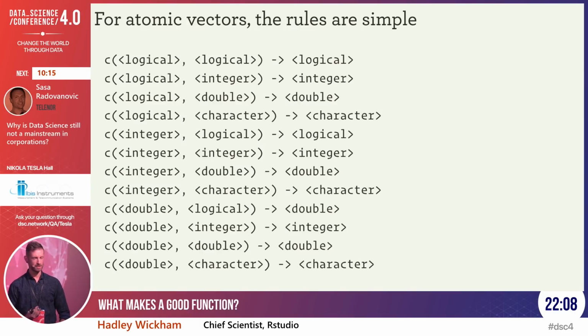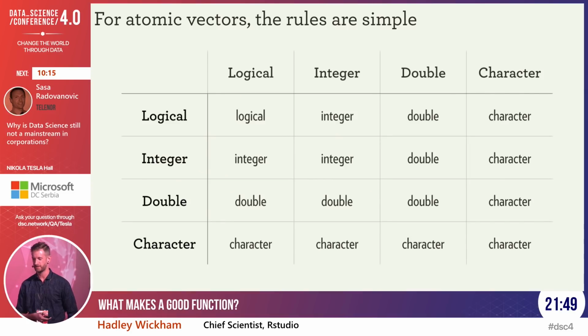And when you're using c with atomic vectors, the rules turn out to be quite simple. If you combine a logical and a logical, you get a logical. If you combine a logical and an integer, you get an integer. And if you read this through carefully and think about it a bit, you might realize it's easy to represent in a table. If you combine a double and a character, say, you get a character. So this is just summarizing those results.